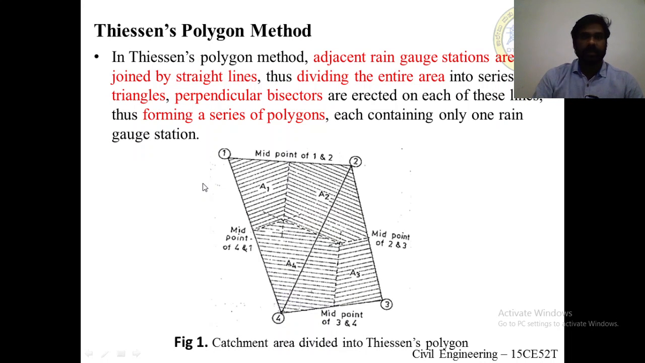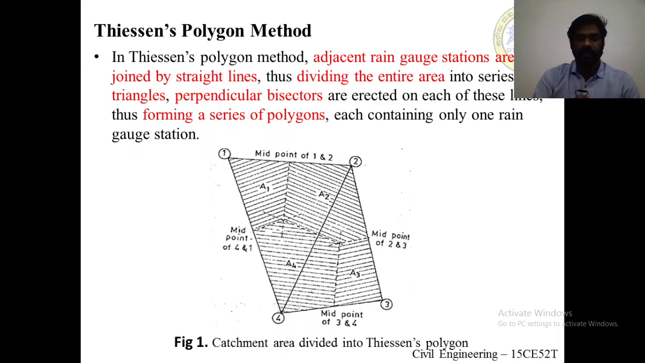Next we will discuss Thiessen's polygon method. In the arithmetic method, only rain gauge readings were considered for computation of average rainfall. But in Thiessen's polygon method, weightage is given for each rain gauge depending on the area it is assumed to be best representing.